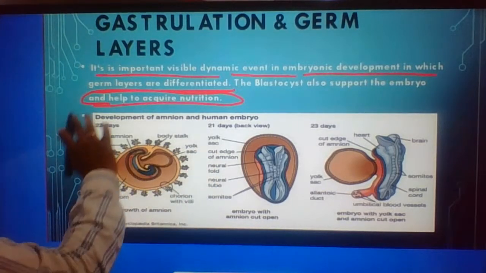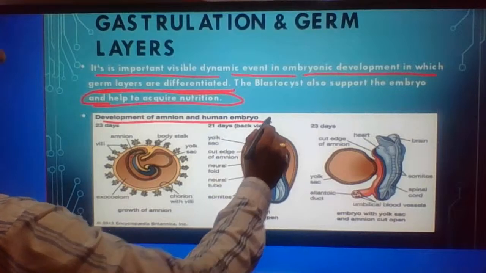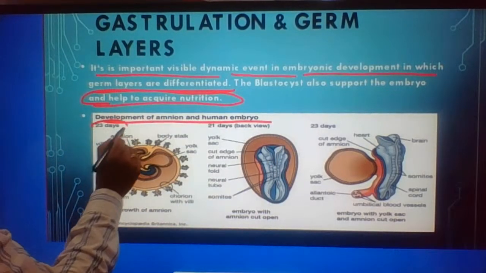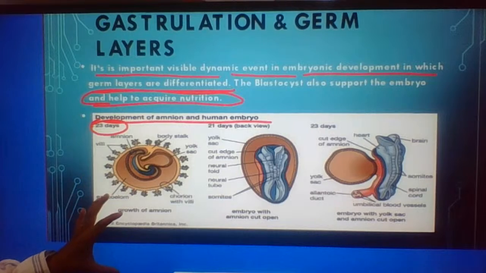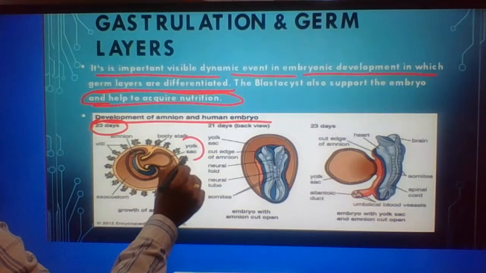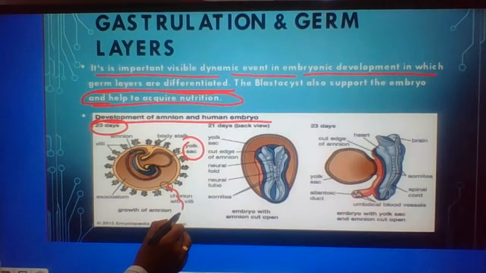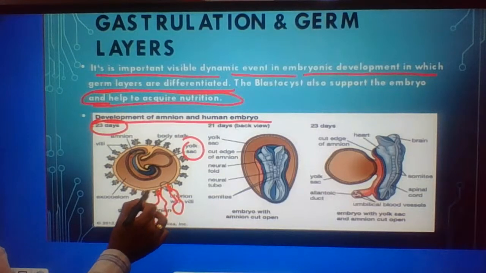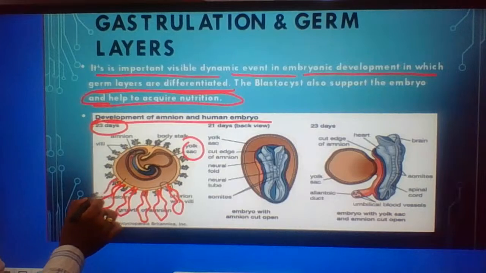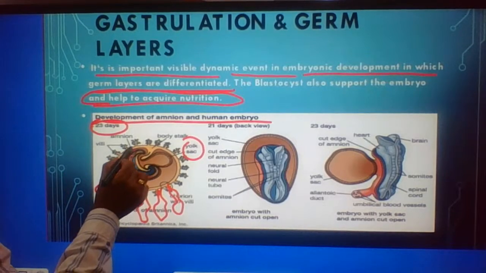Okay. And development of the amnion in the human embryo, someone asked what happens after 23 days. You could see the embryo where the yolk sac is getting formed. You could see the chorion. This chorion then gets villi formation, the finger-like projections which will be directly rooted in the endometrial wall. And you could see the amnion over here.